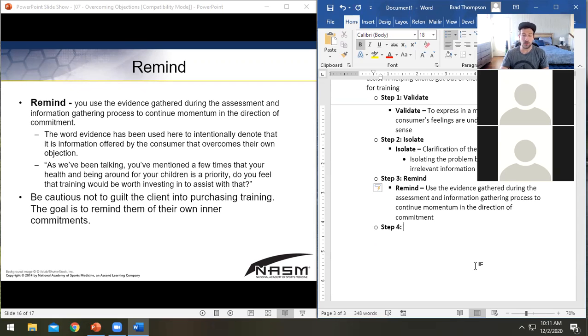And then step 4. Oh, and by the way, be cautious here. A lot of what I'm saying, be cautious. You are not trying to guilt someone into personal training here. The goal is to remind them of their own inner commitments. You are trying to get them to hold on to their own personal responsibility. That is totally different than guilting someone. Hopefully everything I've been saying so far doesn't sound like you're trying to guilt someone.